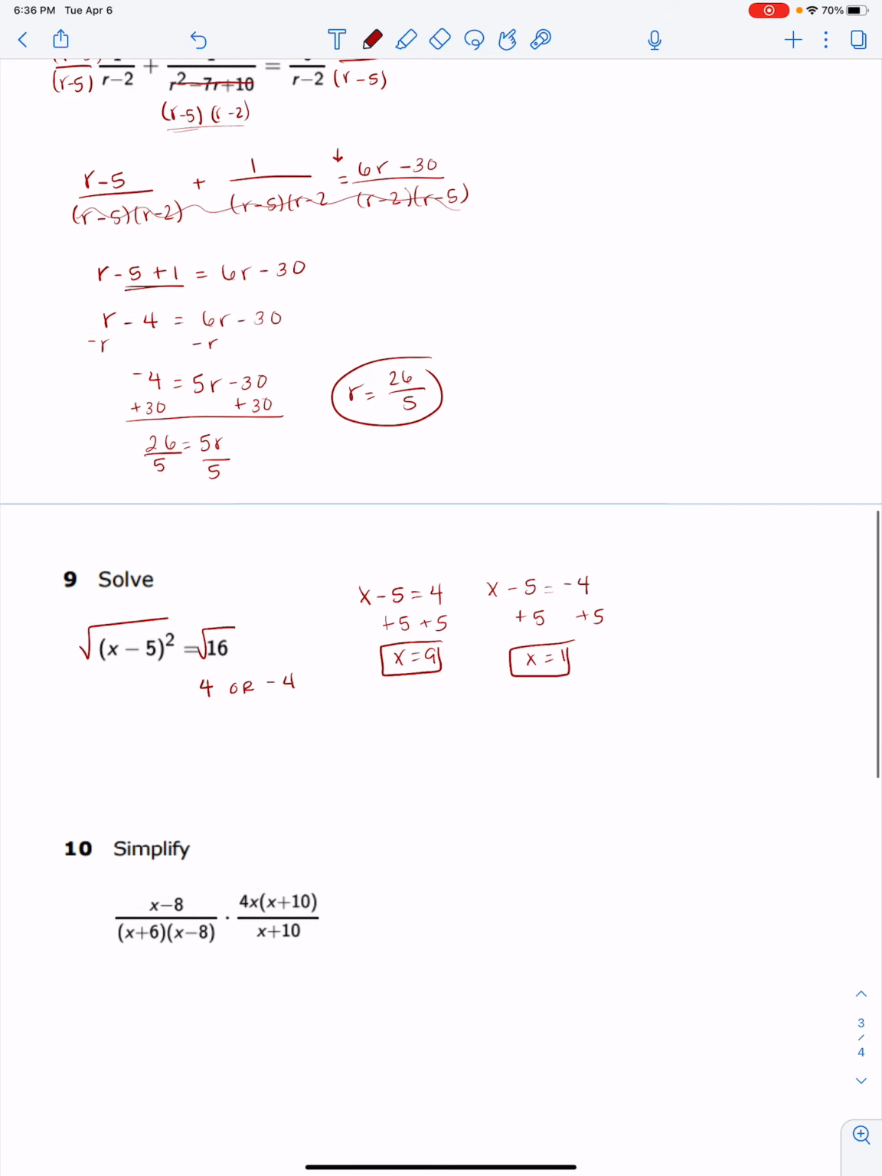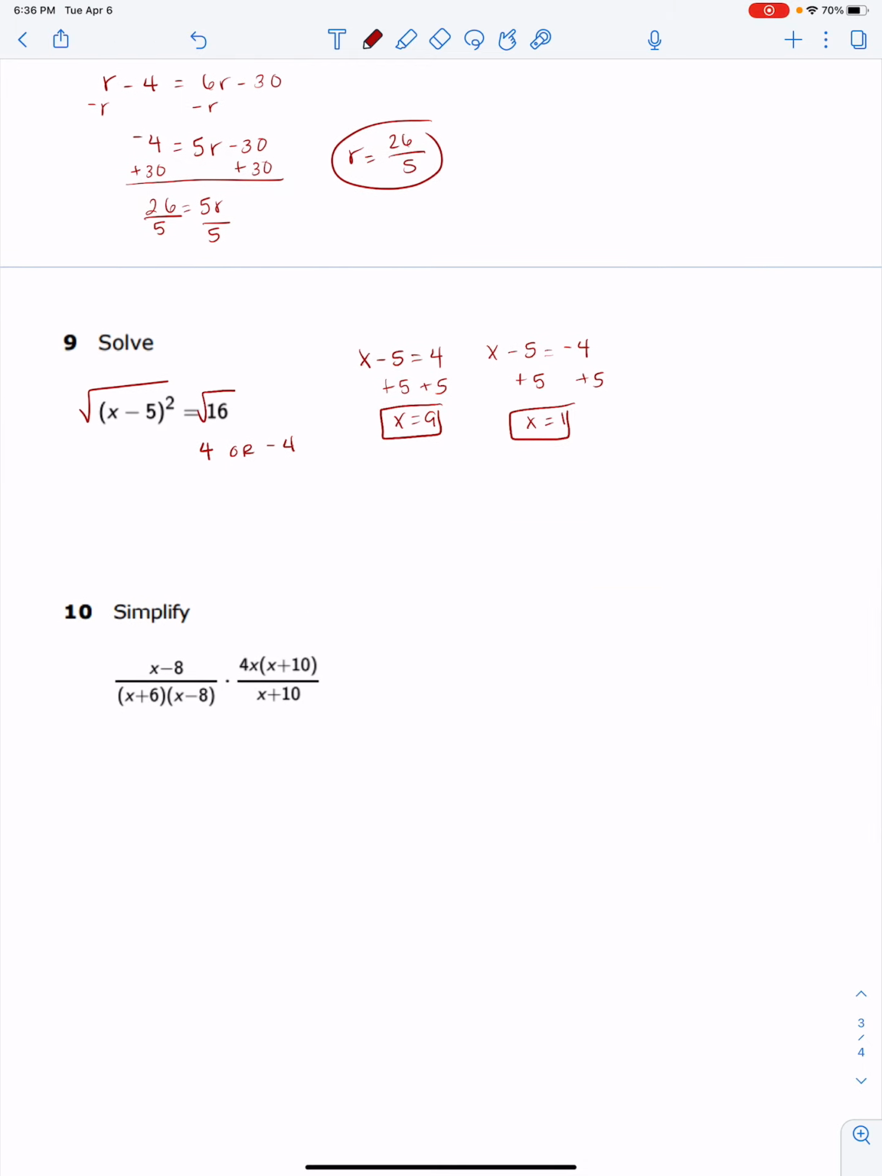All right, last. If we're going to simplify these, I always told you that if you have multiplication, you're not really going to multiply anything out. You're just going to rewrite everything as one large fraction. So on the numerator, I have x minus 8, 4x, and x plus 10. On the denominator, I have x plus 6, x minus 8, and x plus 10. Now take out anything that's the same on the top and bottom. So x plus 10s can come out, x minus 8s can come out. And all you have left is 4x on top and x plus 6 on bottom. That's it.